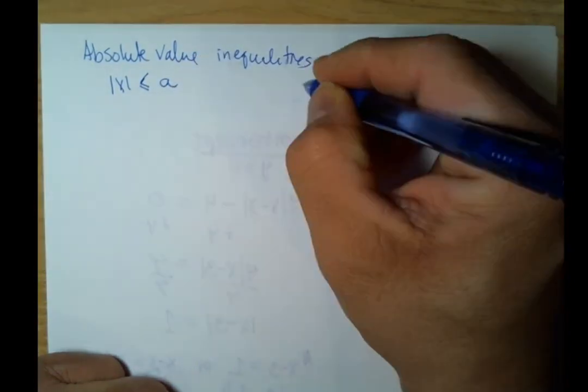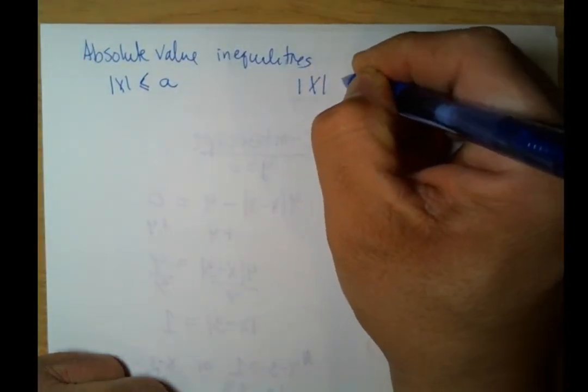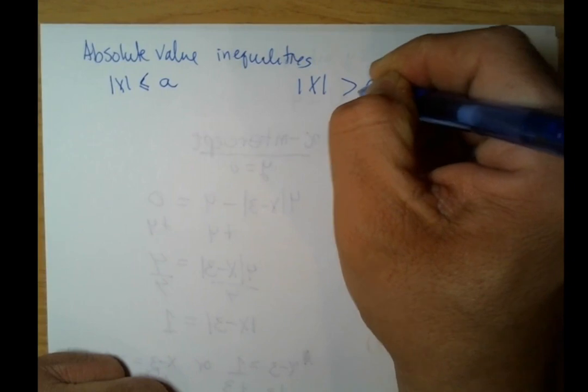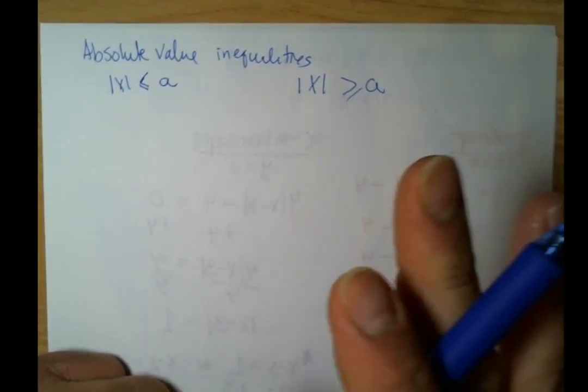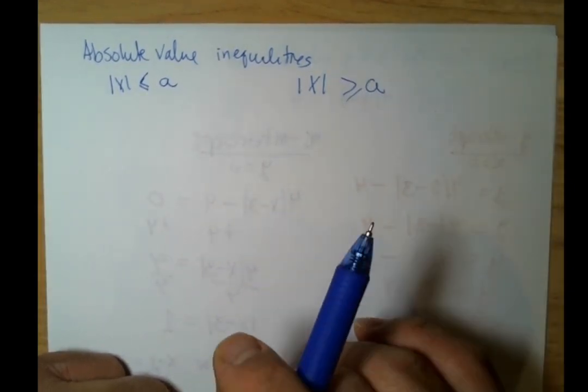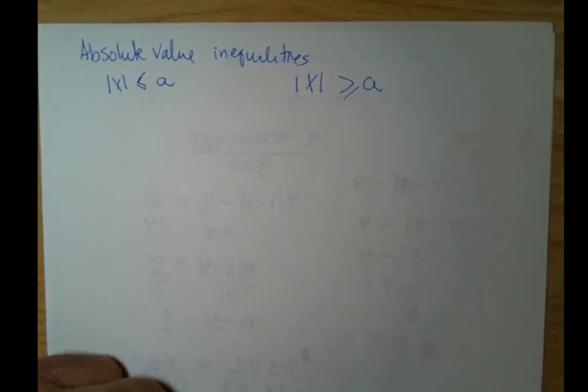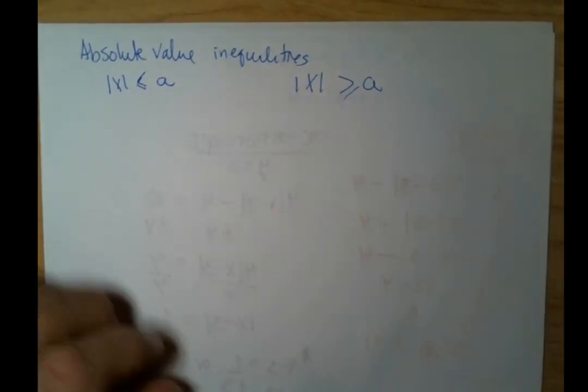So there's really two situations to look out for. With or without the equal to will not affect the approach to it. Now, how do we solve something like this, right?